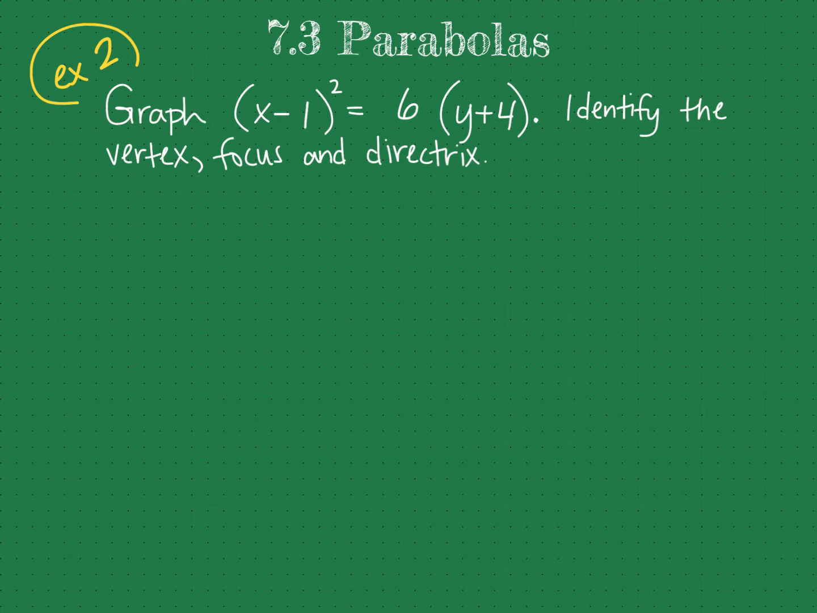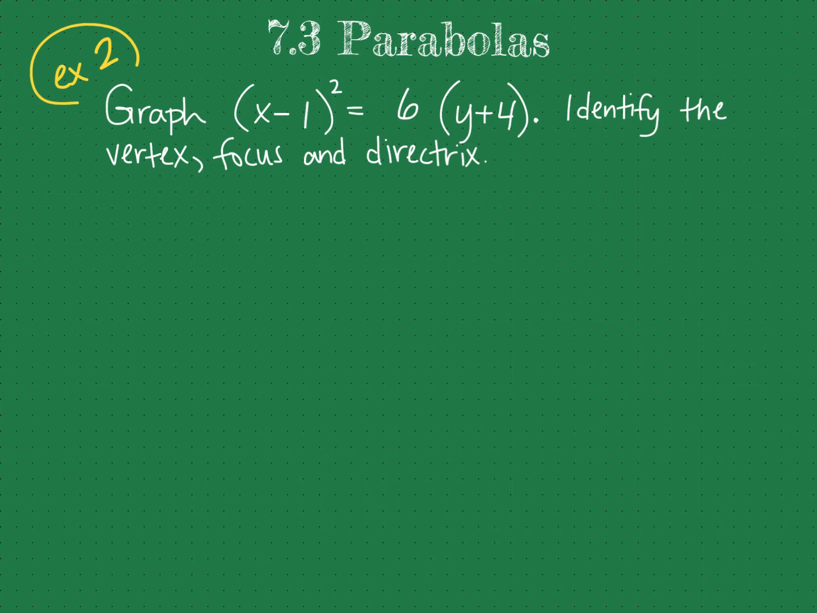Here we just have another example similar to the first one, except our only difference here is that this value out front here, this coefficient, is positive. That means that this parabola is going to be opening up. We know that this is a vertical parabola because the variable that is squared is the x. So we're going to have a parabola opening up.